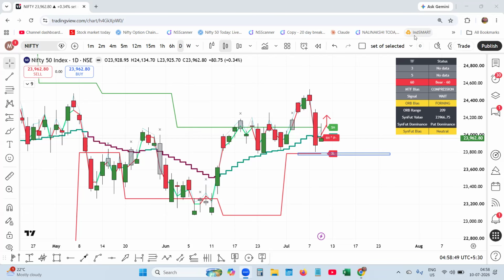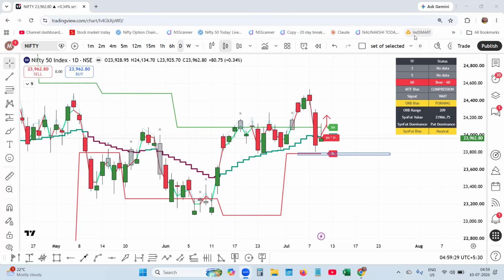So, the role in option selling. Option sellers can use synthetic future. When synthetic future remains above spot and keeps rising, put writers gain confidence and the bullish structure becomes stronger. When synthetic future remains below spot and keeps falling, call writers gain confidence and the bearish structure becomes stronger. When synthetic future remains flat, range trading becomes likely. So, friends, you need to be watching synthetic future.